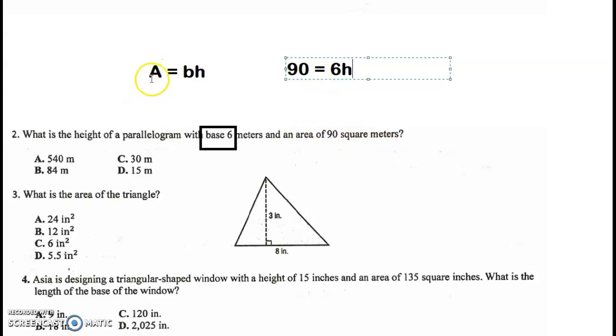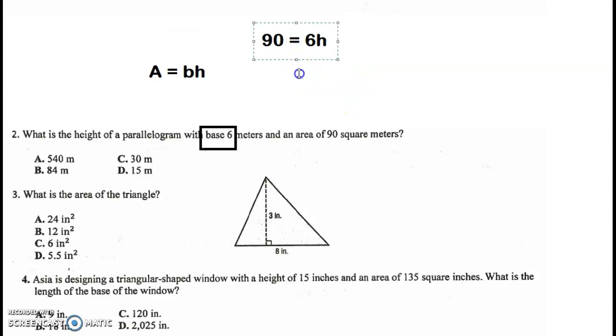So remember over here it says area equals base times height. So over here it's telling me my area is 90. So I have 90 equals base, which is 6, times height. And I don't have height. So if you guys remember what we learned last lesson, it was how to get our variables by itself, right? We want to isolate it. And in order to do that, we do the opposite of what is next to it. So this is 6 times H. So the opposite would be, I'm going to divide by 6, right? And whatever I do on one side of the equal sign, I have to do to the other.